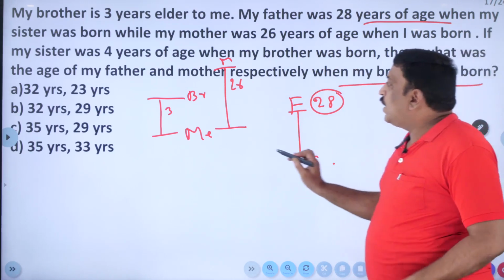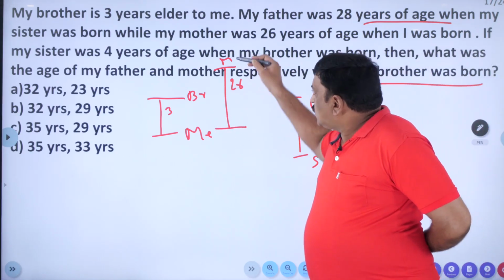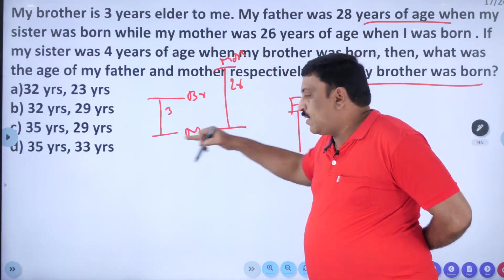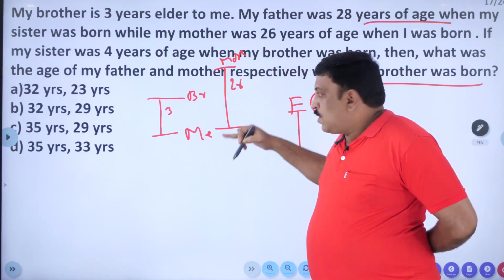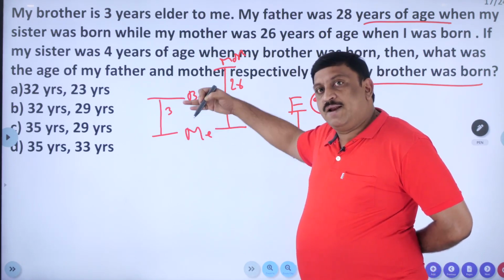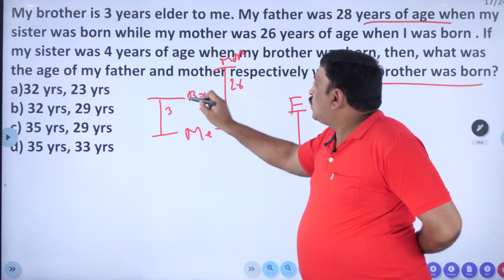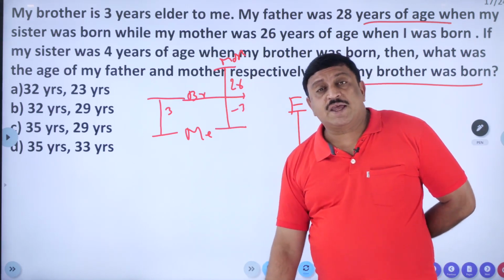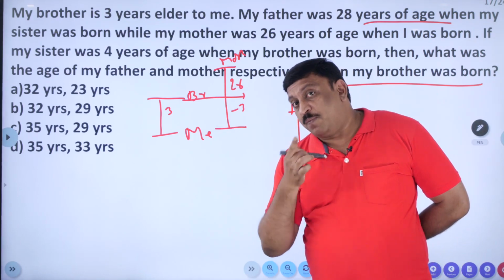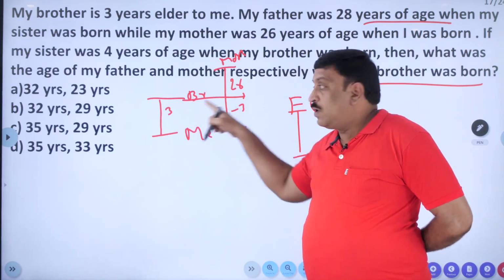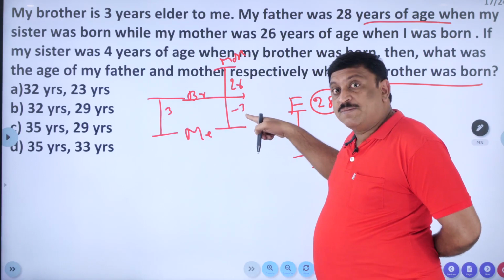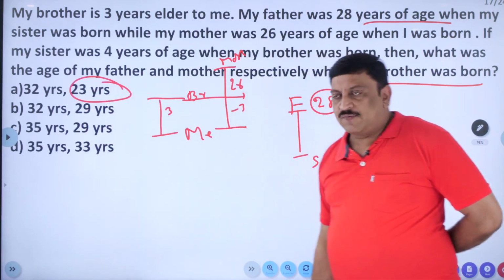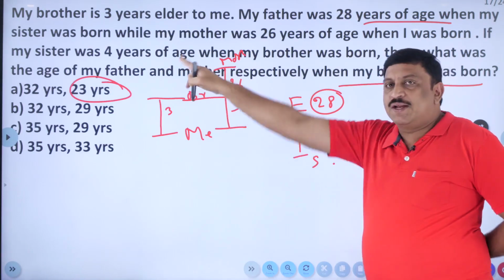Okay, you see, here it is easily understood that mother is 26 years of age when I was born. But my brother is 3 years elder. That means definitely, if I go to the brother's time, I have to remove these 3 and say how many years of age my mother was when my brother was born. So 26 minus 3, that is 23. Okay, this is 23, got that one.